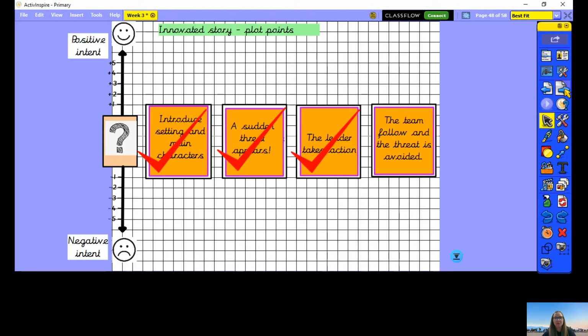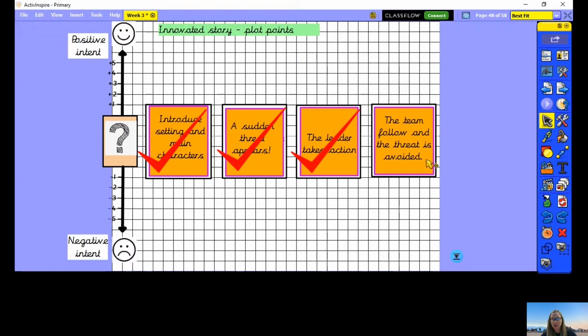Okay, so today we are writing the very final plot point in our leadership story. This is the part of the story where the team will follow the instructions of the leader and the threat will be avoided. So your story will either be based on the animation of the cunning crabs that we've been looking at, or you may have chosen your own characters for your story. You may have innovated your story by changing the characters.